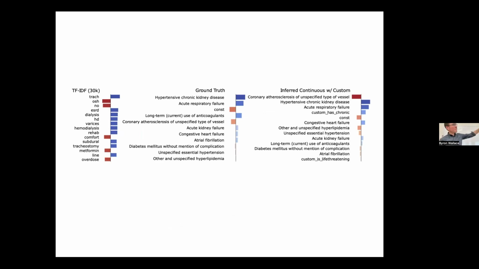But look, here's an actual example from one of the MIMIC tasks. On the left are the top features for the TF-IDF model, and you get all sorts of stuff that's really difficult to read. Like "no" is one of the top features. I don't even know what OSH is. Maybe I should. So this is not great, I would argue, despite being bag of words.